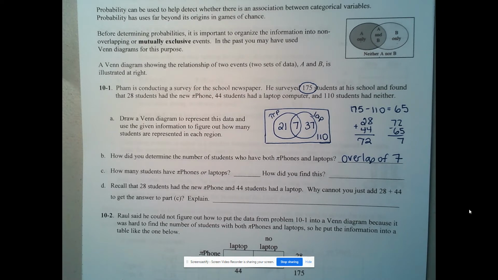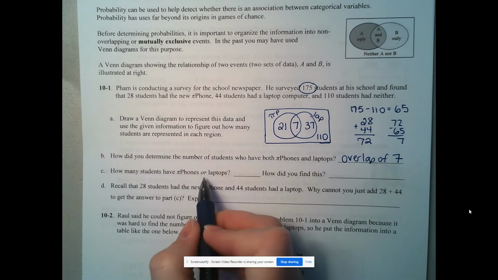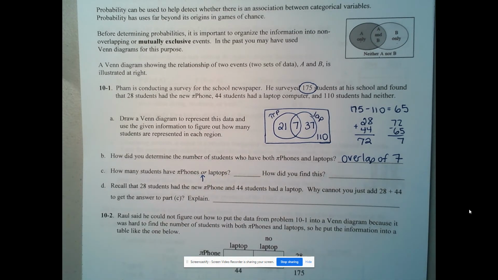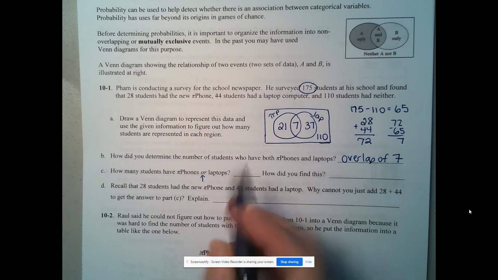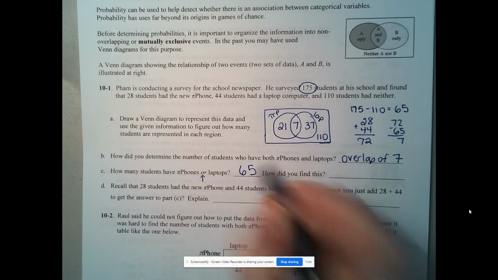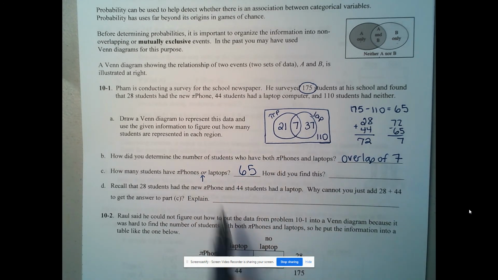How many students have Pi phones or laptops? Now that's an interesting question because of this word or. Can I have Pi phone only? Yes. Can I have a laptop only? Yes. Is it possible to have both? Yes. That kid, or in this case, those 7 kids who have both, still fit into Pi phones or laptops. They just happen to have both. So that means all 65 kids who are in the circles fit.